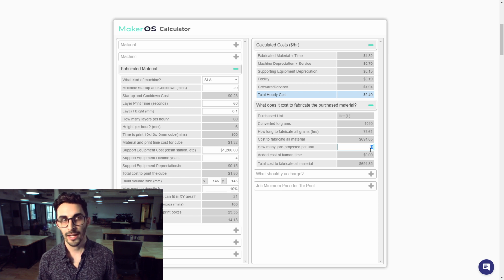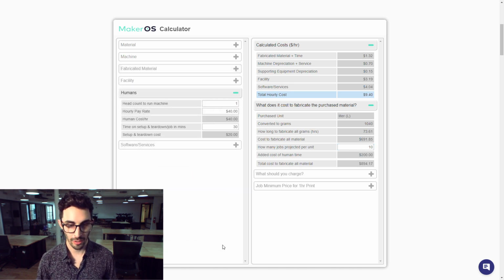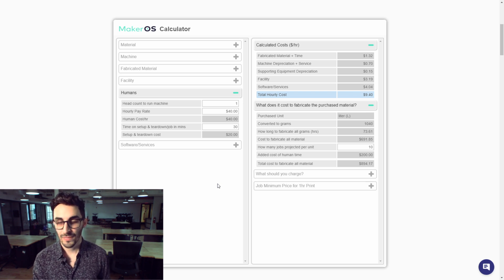If we're printing kind of small to medium parts, we can say, 10 jobs here. So we take the 10 jobs multiplied by the human cost, which is $20 per print job, is an additional $200, which brings a grand total cost to fabricate that 1 liter of material at $894.17. It seems like a lot, but again, that is very typical. I want to be really reassuring here. This is very, very normal.